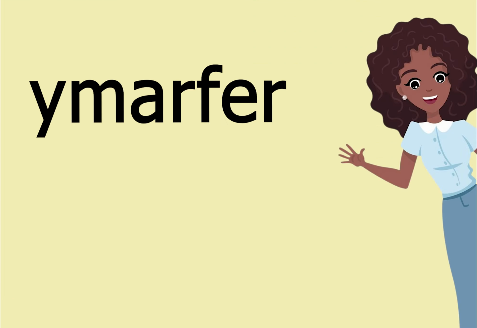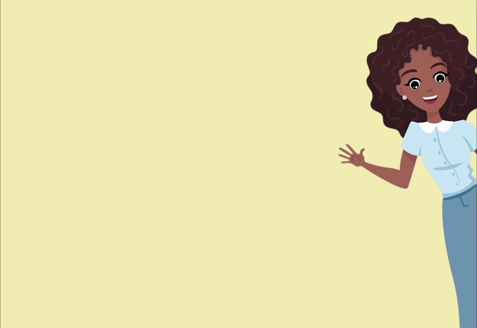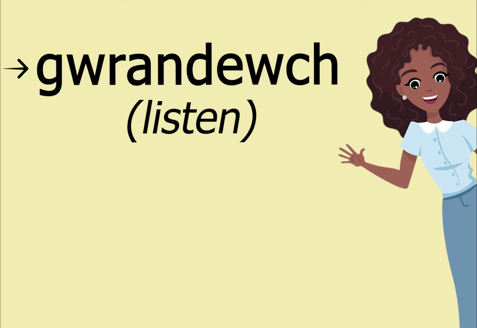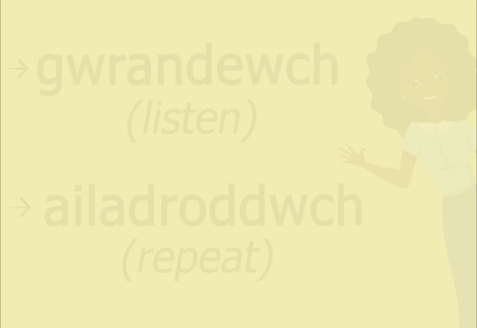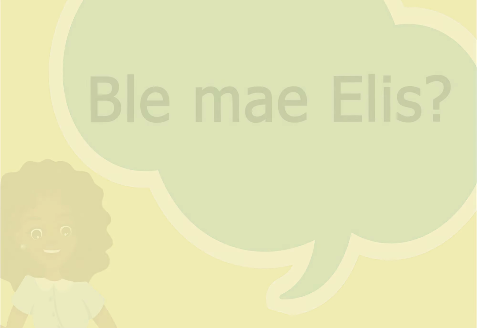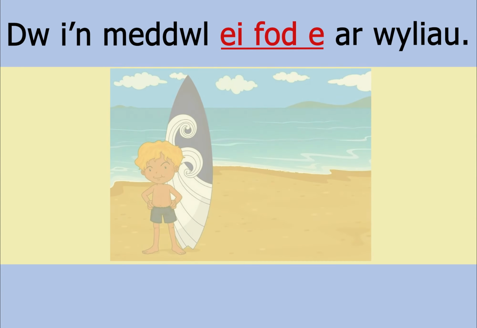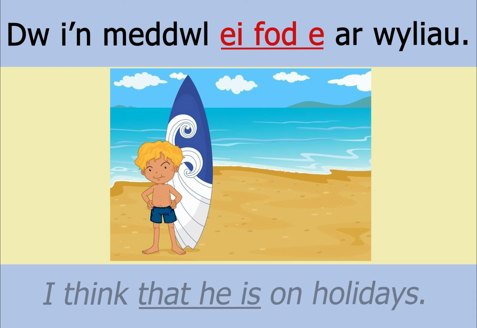Gadewch i ni ymarfer. Let's practice further sentences you might use in the play setting. Gwrandewch yn ofalus ac ailadroddwch. Ble mae Ellis? Dwi'n meddwl ei fod e ar wyliau. I think that he is on holidays.